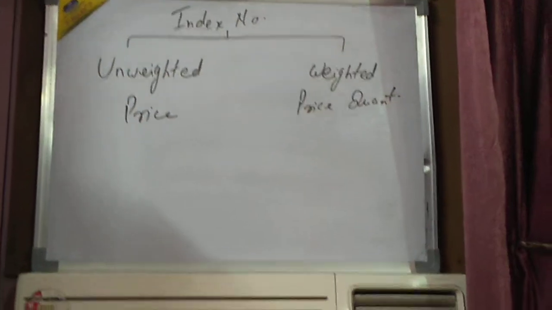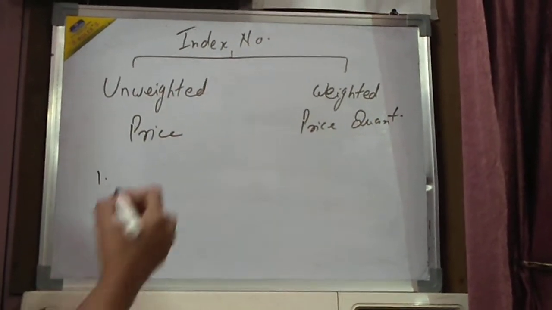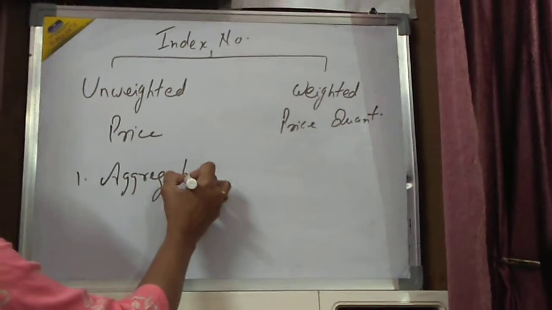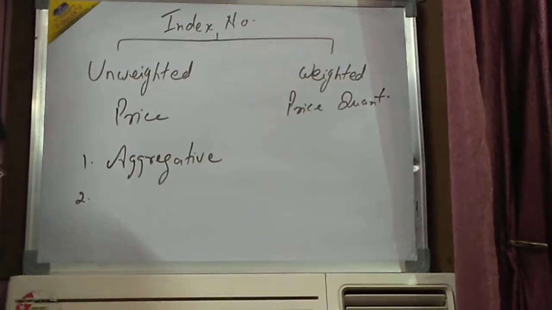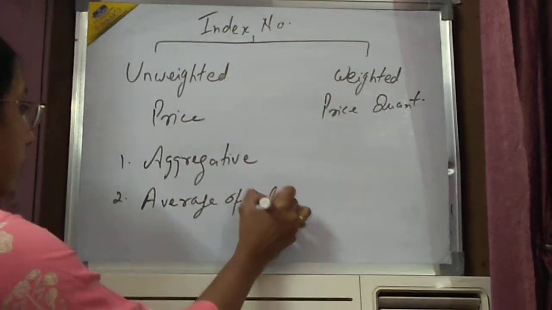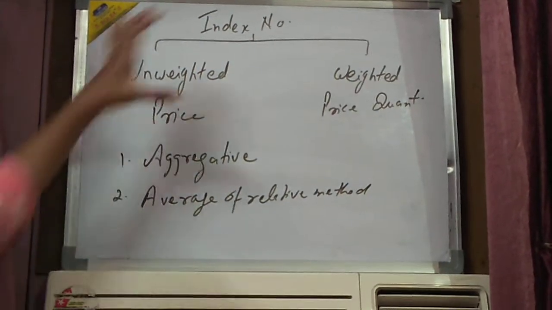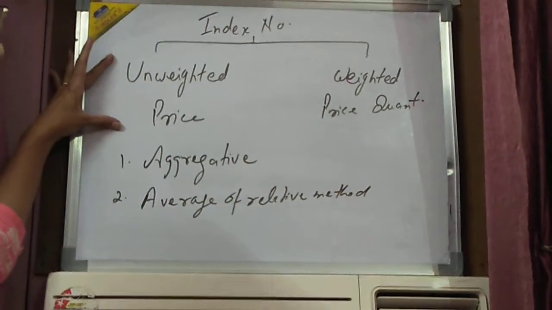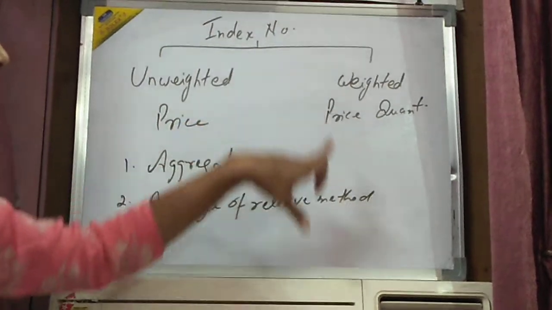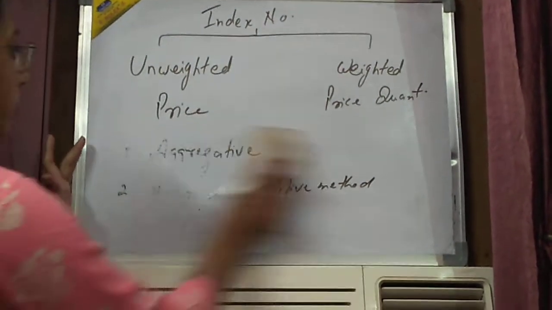To calculate that index number, either weighted or unweighted, there are two methods. One is your aggregative method and another one is your average of relative method. So we are going to study index number. First we will study unweighted by both the methods. Then we will study weighted, how we calculate weighted index number by both these methods, aggregative and average. Now let's begin with the unweighted.